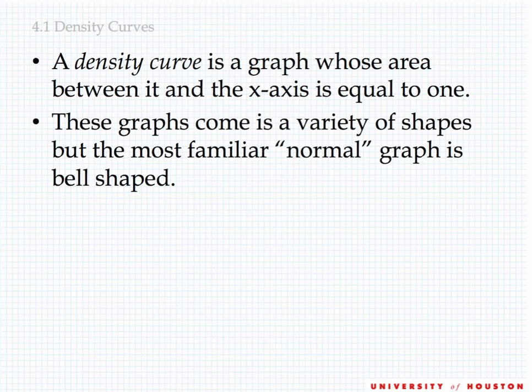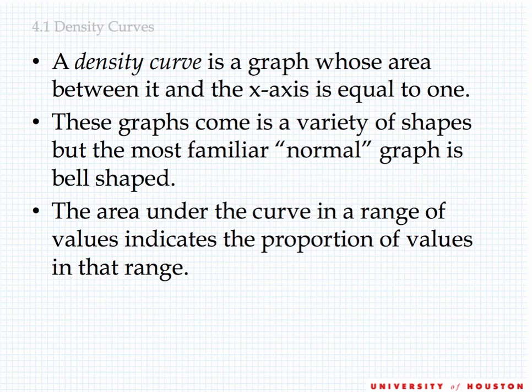These graphs come in a variety of shapes, but the most familiar normal graph is bell-shaped. The area under the curve in a range of values indicates the proportion of values in that range. In other words, we can find probabilities by looking at the area between certain values in a density curve. Now, with density curves, we're working with continuous data.